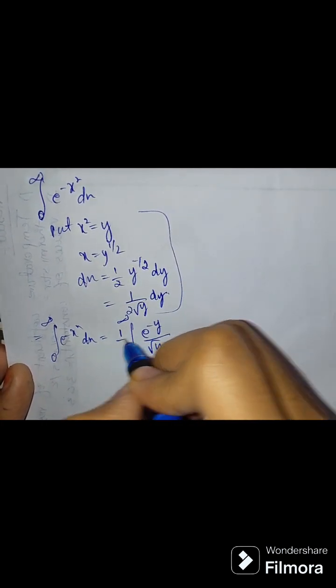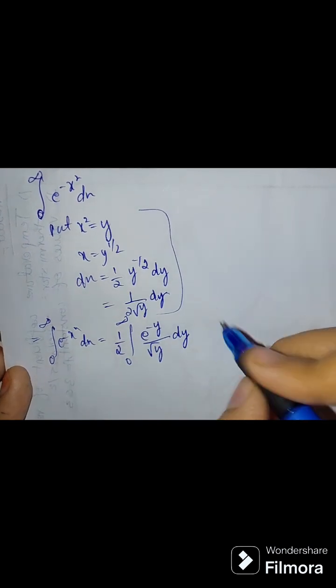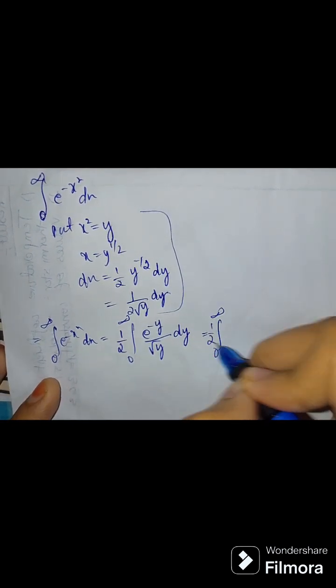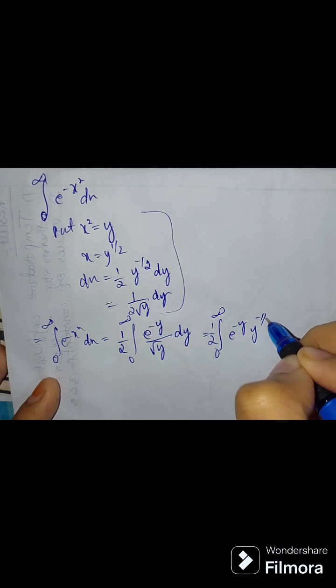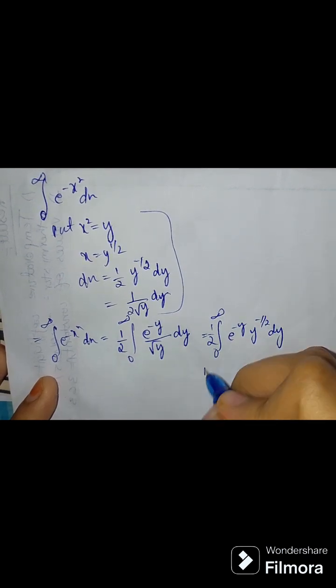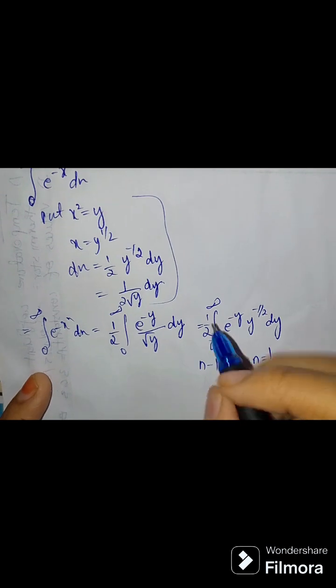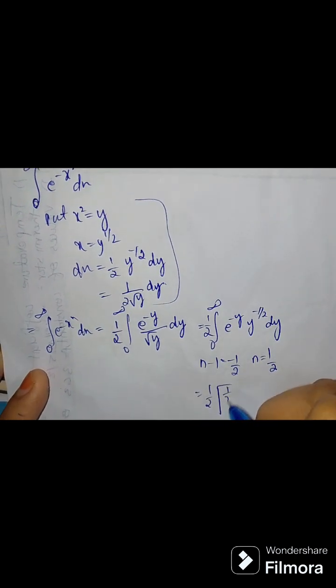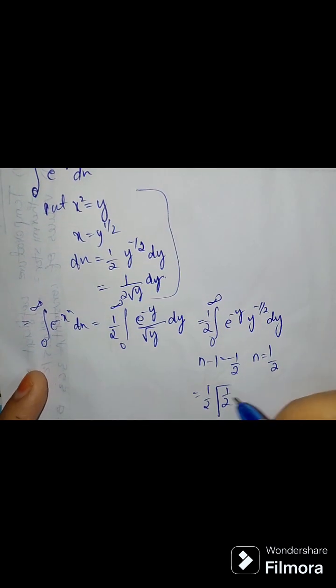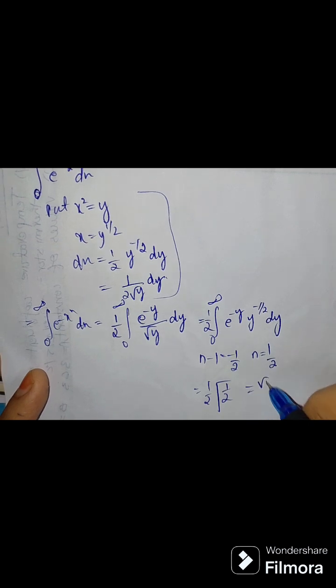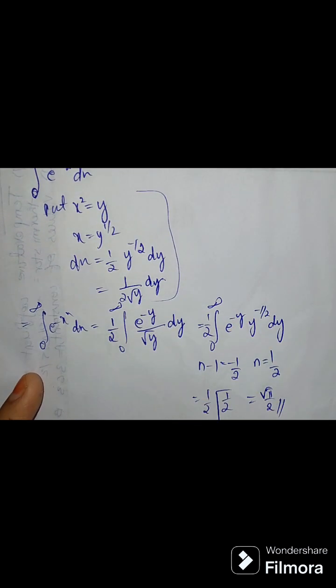I'm writing 1 by 2 directly outside, dy, which is 0 to infinity e power minus y, y power minus 1 by 2 dy. So here n minus 1 is minus 1 by 2. So n is half. So I can write it as 1 by 2 gamma 1 by 2. This is my gamma formula, and gamma 1 by 2 is root pi. So I'll write it as root pi by 2. And this is a very important result. We'll be using it directly wherever we see it, before chapters also.